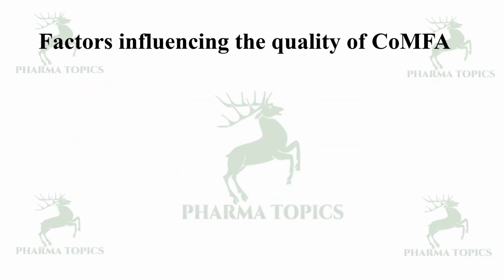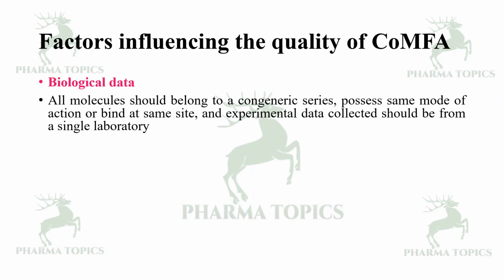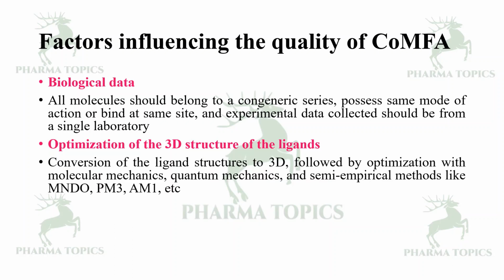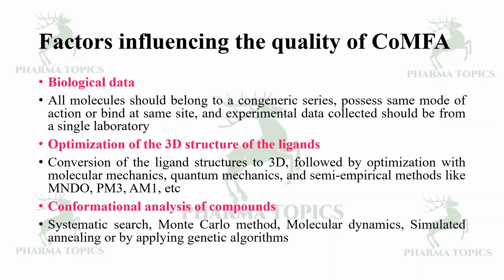Let us see the factors influencing the quality of CoMFA. One is biological data. All the molecules should belong to a congeneric series, possess the same mode of action, or bind at the same site, and experimental data collected should be from a single laboratory. Next is optimization of the 3D structure of the ligands. This is conversion of the ligand structures to 3D, followed by optimization with molecular mechanics, quantum mechanics, and semi-empirical methods like MNDO, PM3, AM1, etc. And conformational analysis of compounds by systematic search, Monte Carlo method, molecular dynamics, simulated annealing, or by applying genetic algorithms.